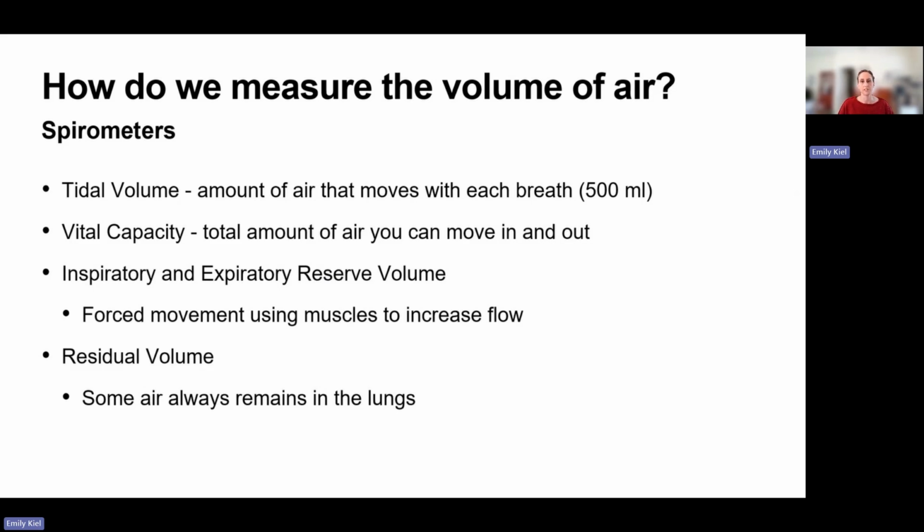So the tidal volume is the amount of air that moves with each breath, and that's always about 500 milliliters. Tidal volume, think of the tides. They come in and they go out. Nothing special, every breath that we have.